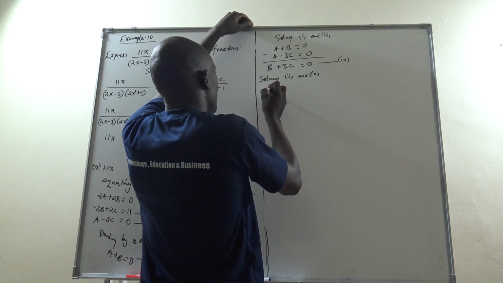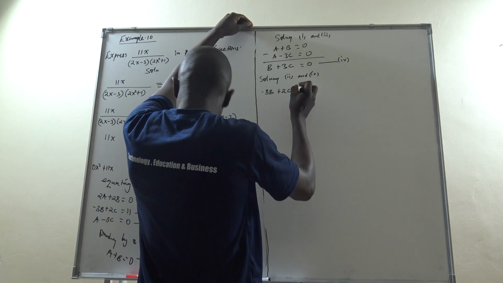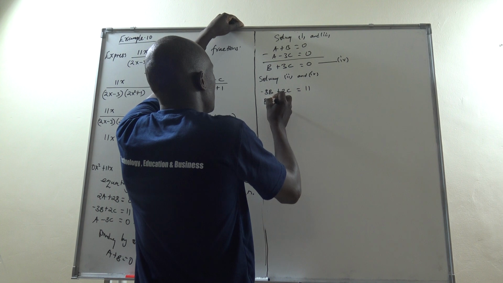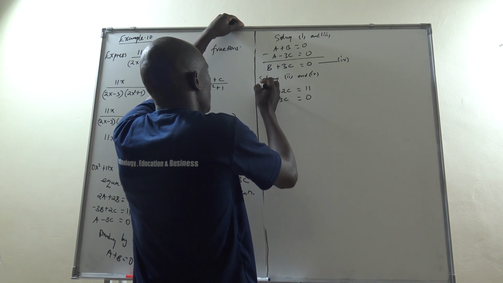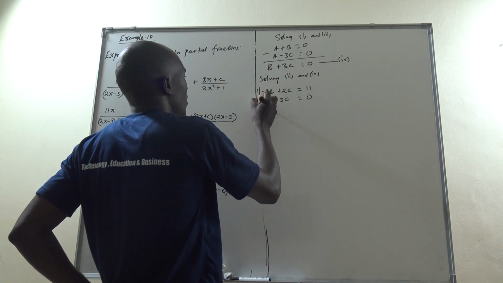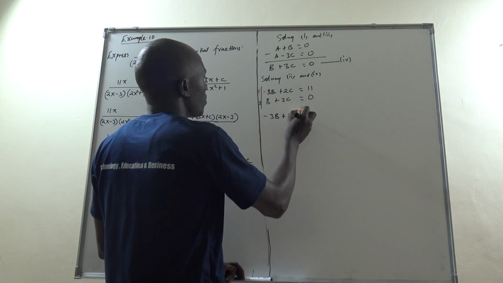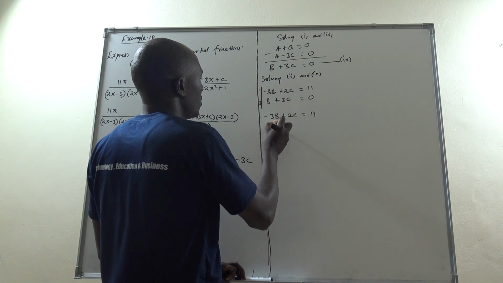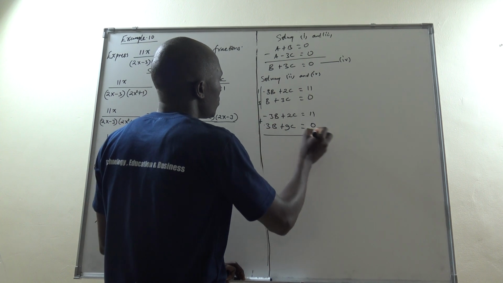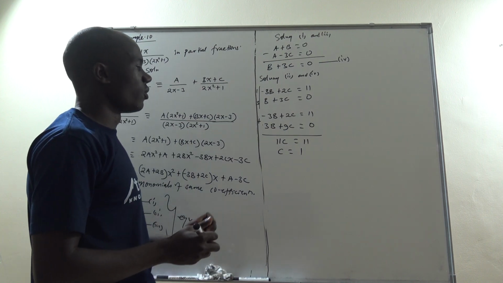We have negative 3B plus 2C equals 11. Then another one is B plus 3C equals 0. What can I do? Can I eliminate C or B? I'm going to multiply the second by 3. Negative 3B plus 2C equals 11, and we have 3B plus 9C equals 0. What if I add the two? We get 11C equals 11. So C alone is 1.